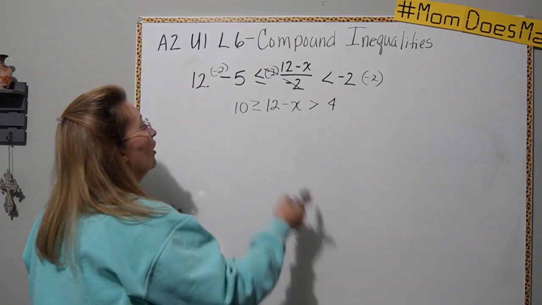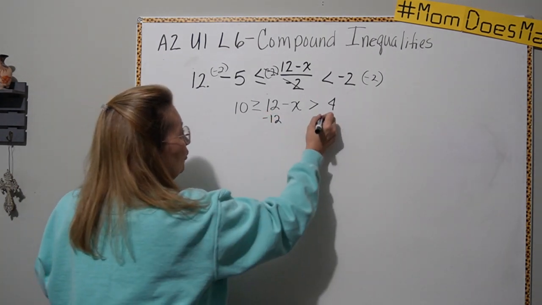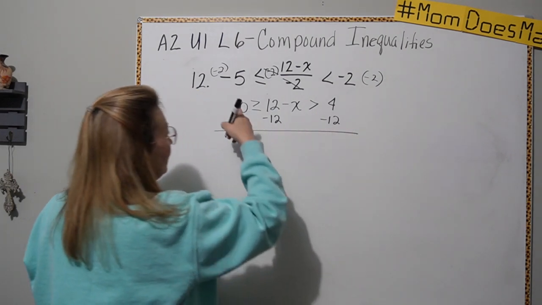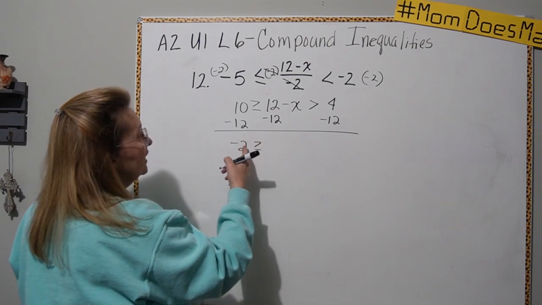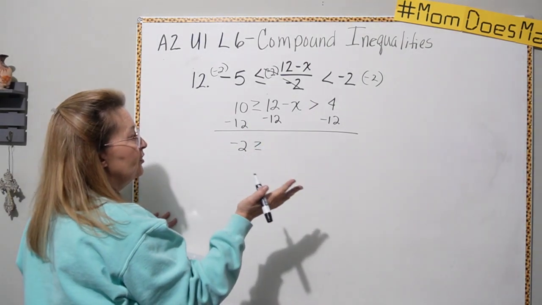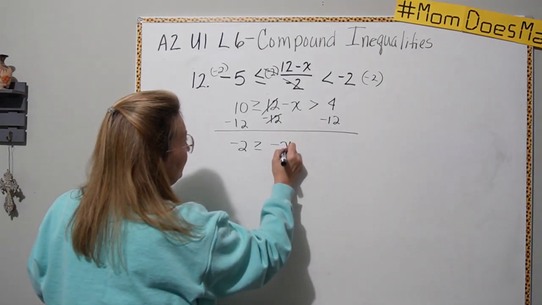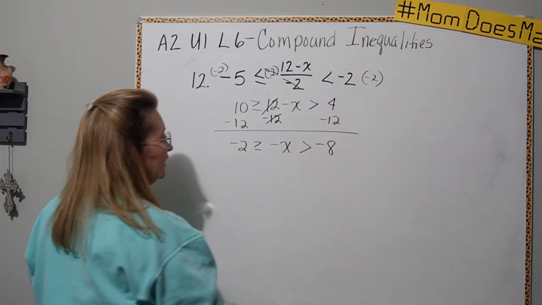All right, now let's get rid of the 12. I'm going to subtract 12 to get rid of it. Whatever I do there, I have to do all the way down. All right, 10 minus 12 is negative 2. Now you're not flipping when you subtract. You only flip when you multiply or divide. These 2 cancel out, so I have negative x greater than 4 minus 12 is negative 8.